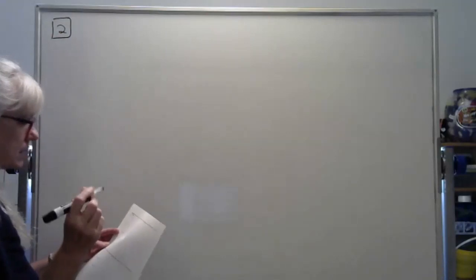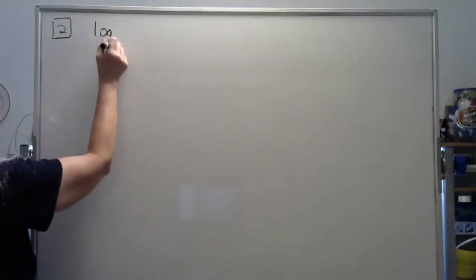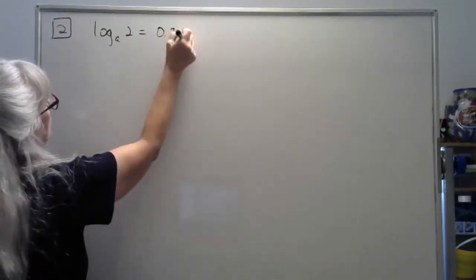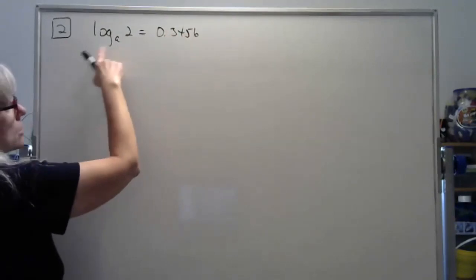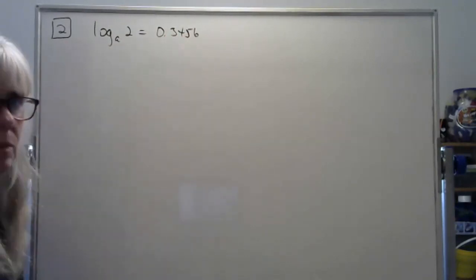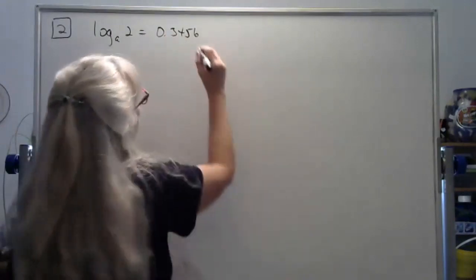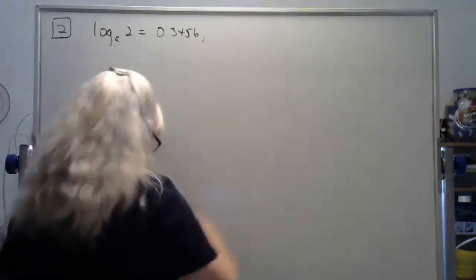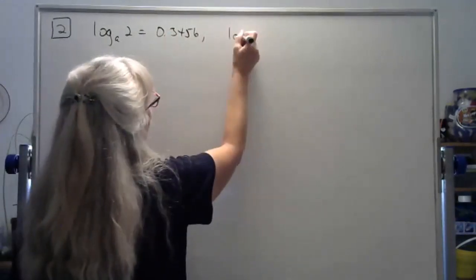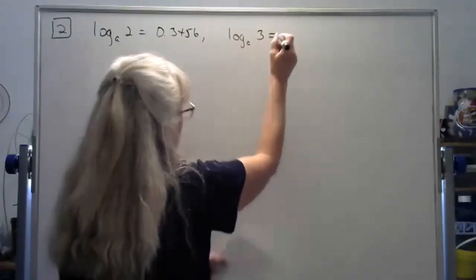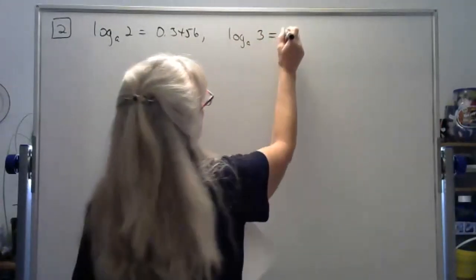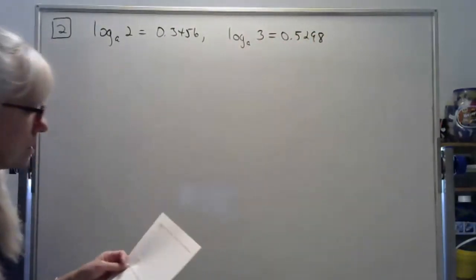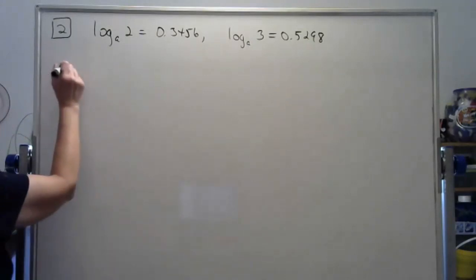So, example 2 gives us information. It says, suppose that the log base A of 2 is equal to 0.3456. Now, I have no idea what A is, so there's no way for me to cheat and use my calculator. They're giving me information about log base A of 2. They're also letting me know that log base A of 3 is equal to 0.5298. That was given. We want to use the properties of logarithms to find each of the following.